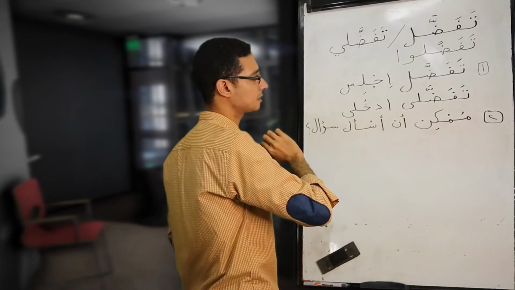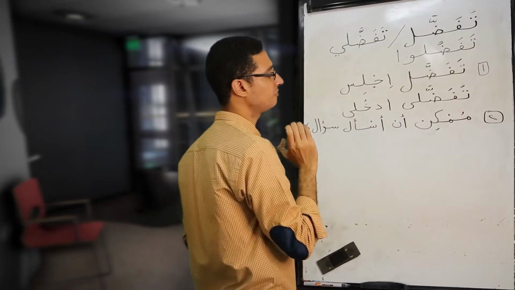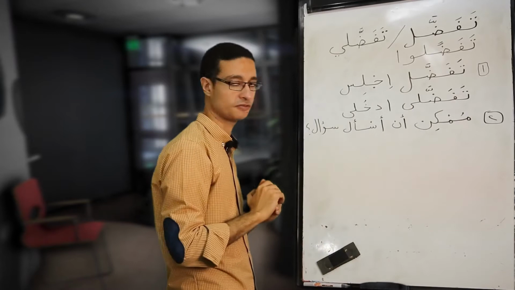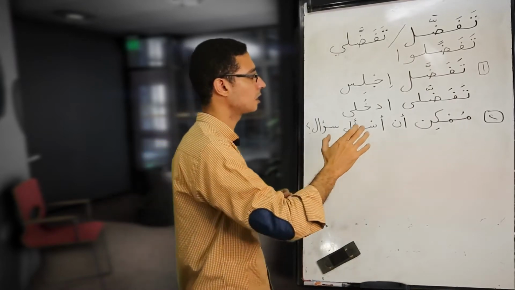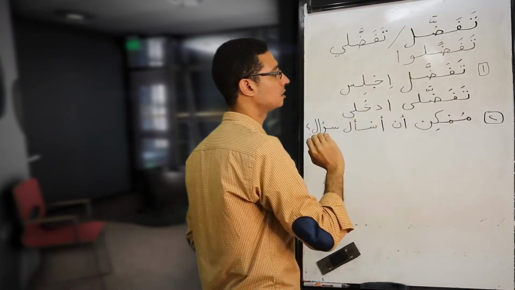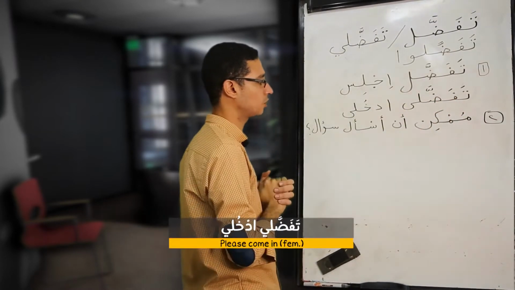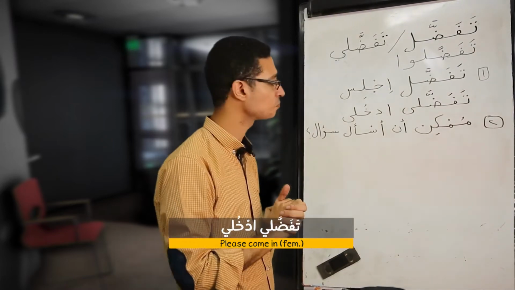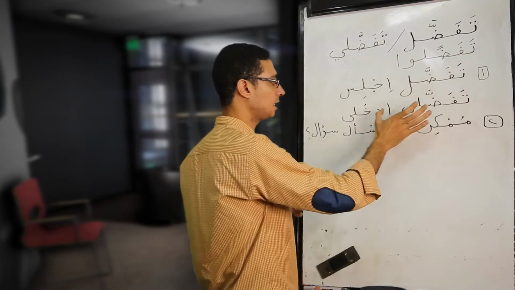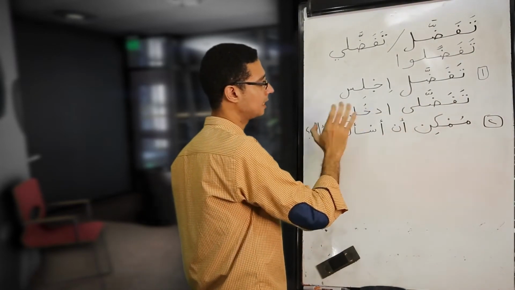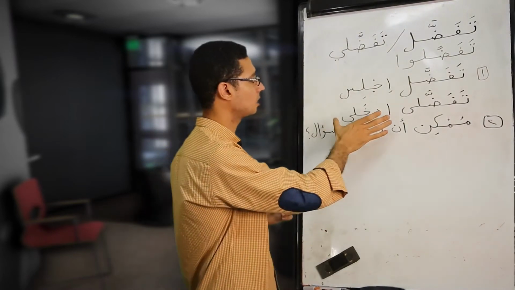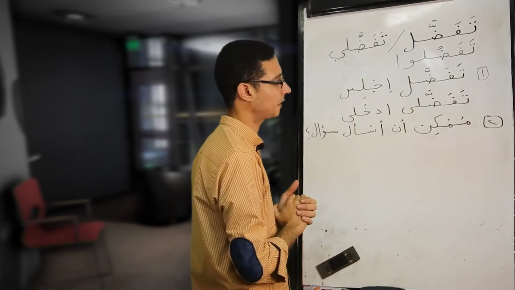Tafaddal ijlis. And if you're talking to a woman, this imperative verb will be conjugated with anti, you, feminine. So, tafaddali, tafaddali, udkhuli, for example, if someone is knocking, tafaddali, udkhuli, please come in. Udkhuli is another imperative verb. It means come in, please enter or come in.